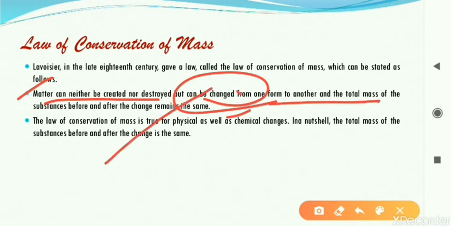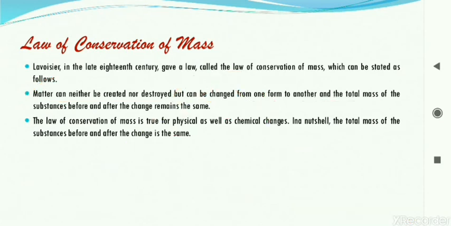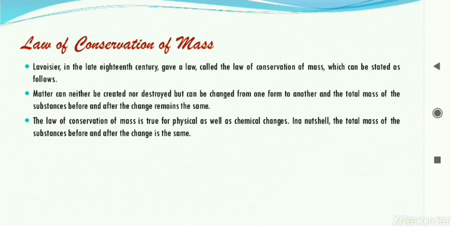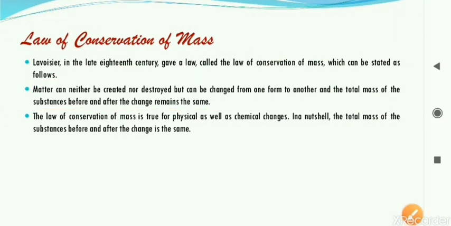This change can be of two types. One is physical change, and another one is chemical change. What is the summary of this? Matter can neither be created nor destroyed but changed. This means that if any change is happening, then the total mass of the substance before the change and after the change is the same. Let us understand this law of conservation of mass with respect to the physical as well as the chemical changes.